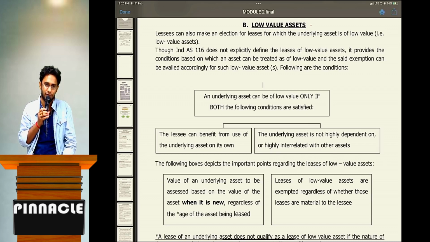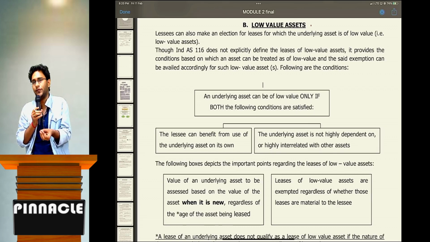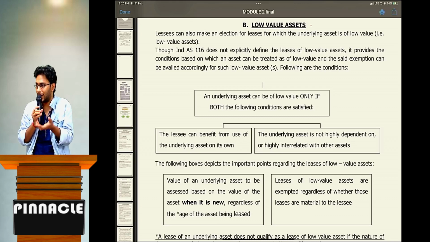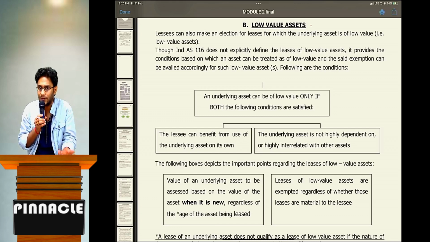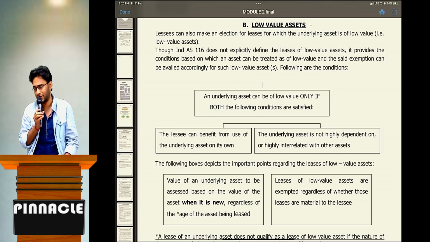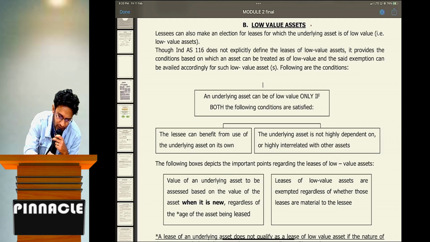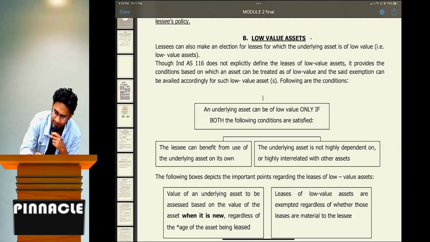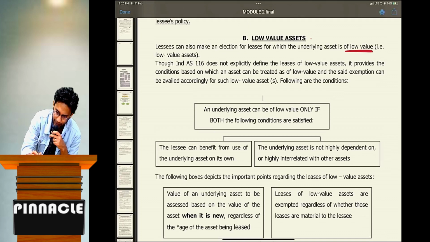Based on the facts and circumstances of the case, if you feel that an asset's value is too low when the asset was purchased, then you can claim the exemption. Let's read. Lessee also can make an election for leases for which the underlying asset is of low value. Though Ind AS 116 does not explicitly define leases of low value assets, it provides conditions based on which an asset can be treated as low value and the said exemption can be availed accordingly for such low value asset.